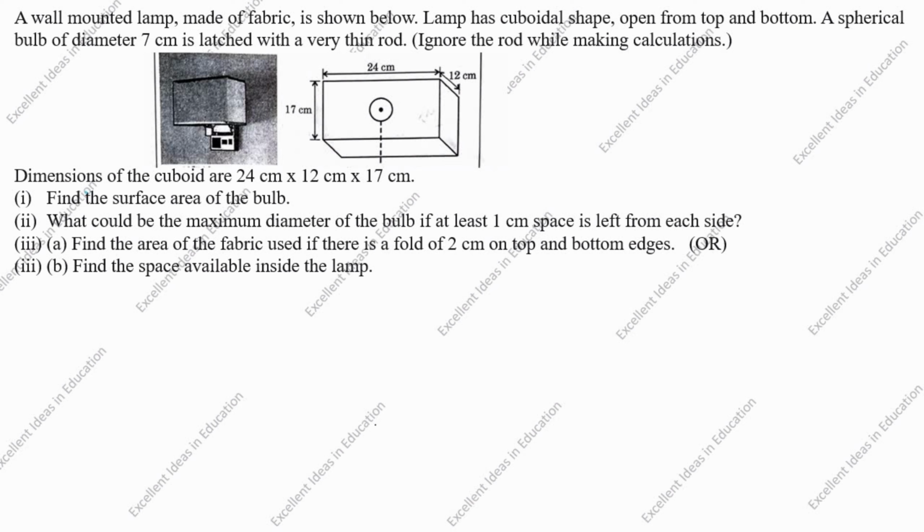First question, find the surface area of the bulb. Second question, what could be the maximum diameter of the bulb if at least 1 cm space is left from each side. Third question A, find the area of the fabric used if there is a fold of 2 cm on top and bottom edges. Or third question B, find the space available inside the lamp.